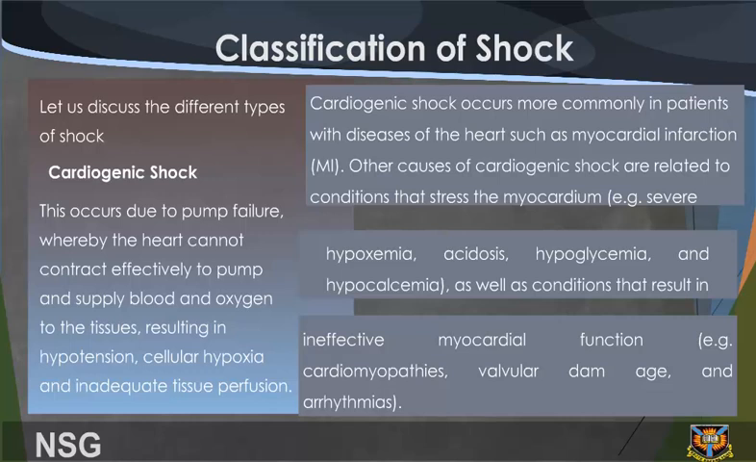Other causes of cardiogenic shock are related to conditions that stress the myocardium, e.g., severe hypoxemia, acidosis, hypoglycemia, and hypocalcemia, as well as conditions that result in ineffective myocardial function, e.g., cardiomyopathies, valvular damage, and arrhythmias.